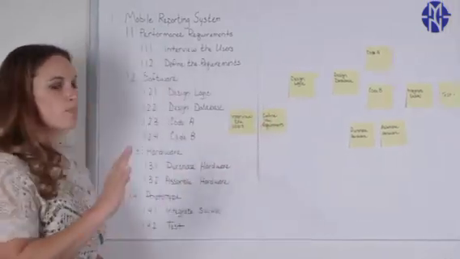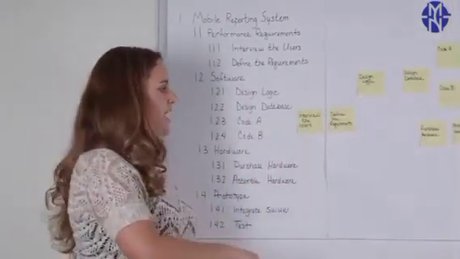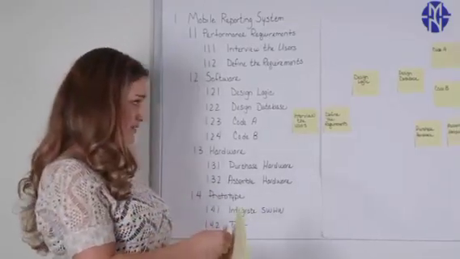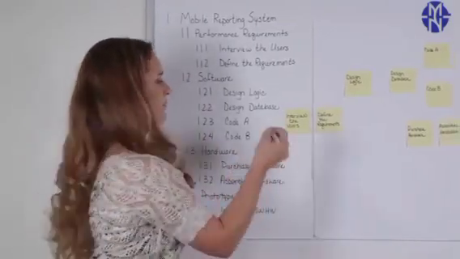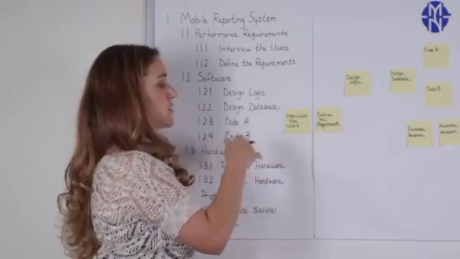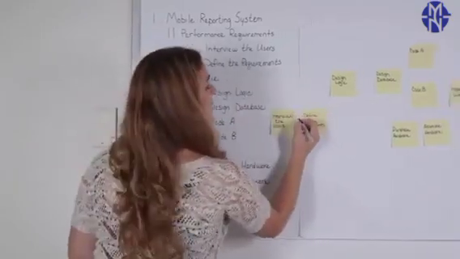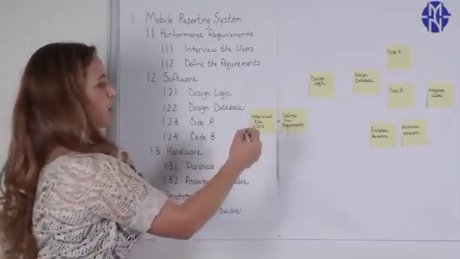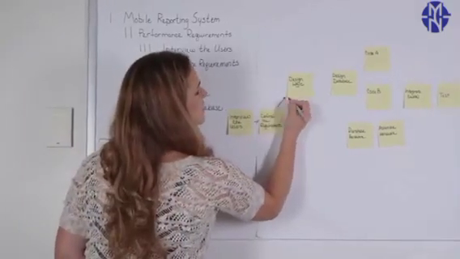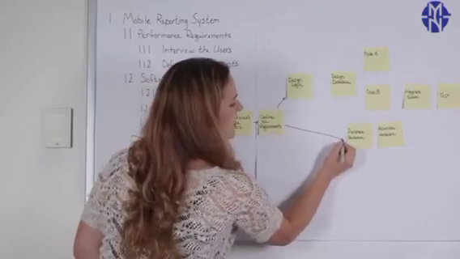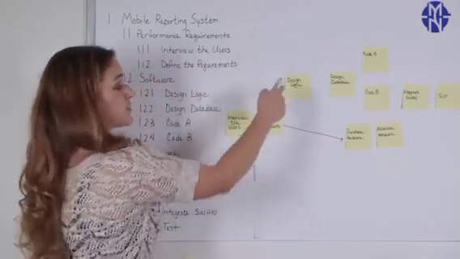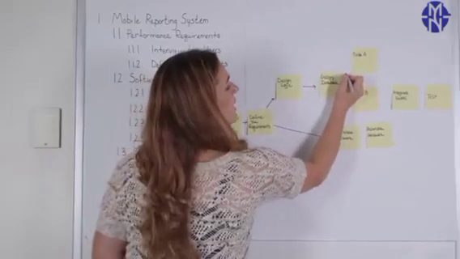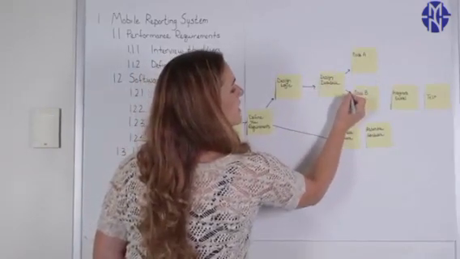Now at this point, it's important that we move forward and create those dependencies using arrows. For example, first we're going to interview the users. Once this is complete, we can define the requirements. Once we define the requirements, we can design the logic and we can purchase the hardware. Once we've designed the logic, we can design the database. We can program the code A and code B.